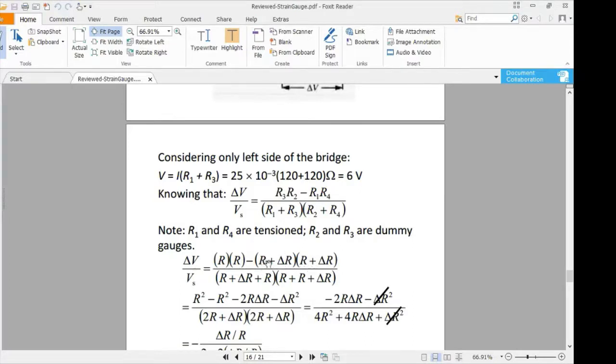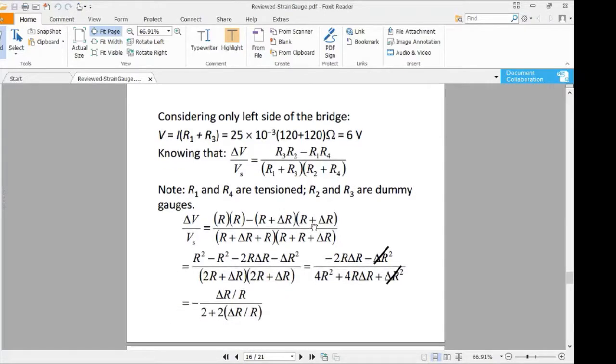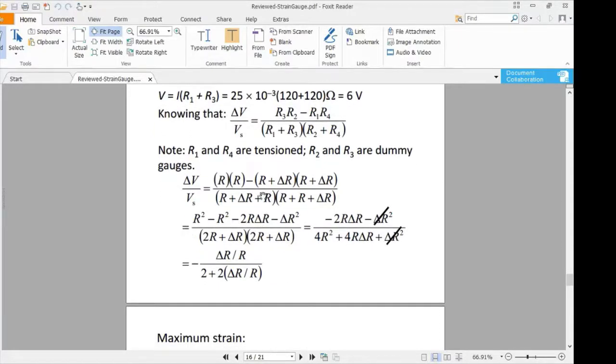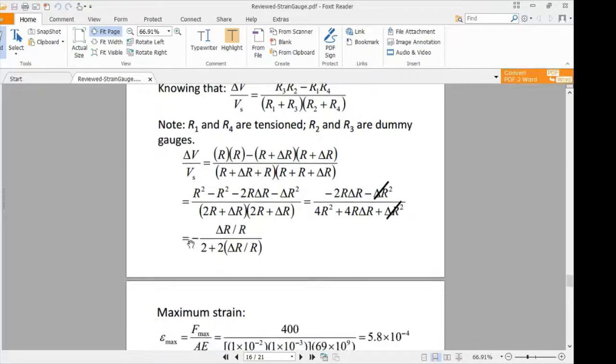So there is deformation. In tension, we have a positive delta R. And the same thing goes here. R1 in the sensitive direction, we have a delta R. R3 as a dummy, there is no resistance change. R2 again a dummy, there is no resistance change. And R4, there is a resistance change. By simplifying the whole Wheatstone bridge equation, we will find that delta V divided by Vs gives us negative delta R divided by R, then divided by 2 plus 2 multiplied by delta R divided by R.